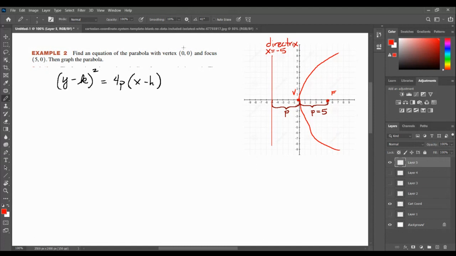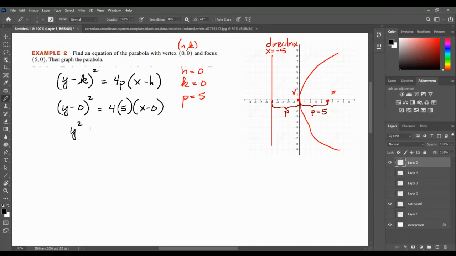Recall that the vertex is (h, k). So that tells me h is 0, k is 0. We know that p equals 5. So let's just plug all that in. (y - 0)^2 = 4 times p times (x - 0). And now let's simplify this down. We've got y^2 = 20x.